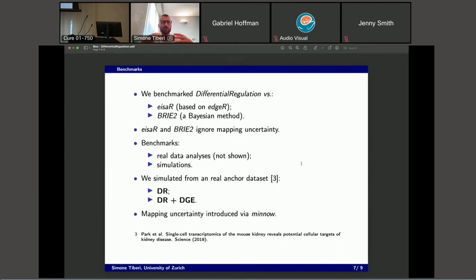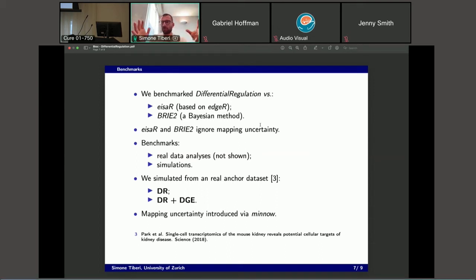We've done benchmarks against a couple of methods, which are the ones, at least, that I identified that do this kind of analysis. There are ASAR, which is based on edgeR, and BRIE2, which is another Bayesian method. But the key point here is that they ignore this mapping uncertainty, which I mentioned. And so we've done benchmarks on real data, which I'm not going to show, and in simulations where we use a real data set as an anchor.